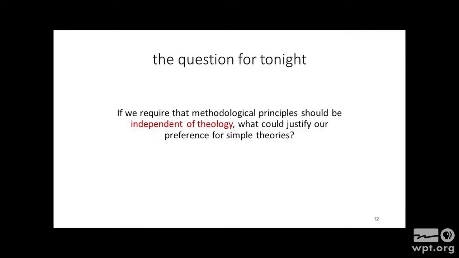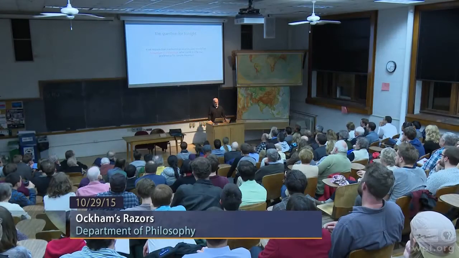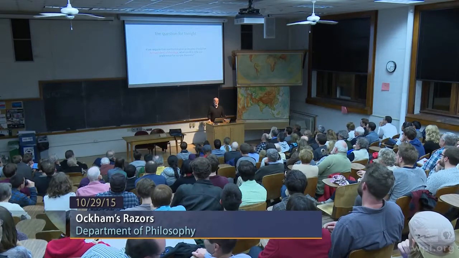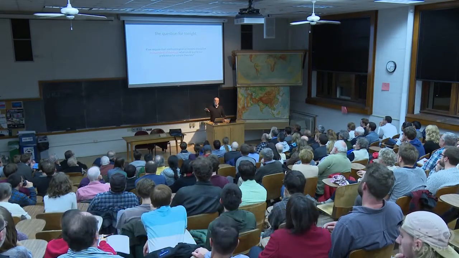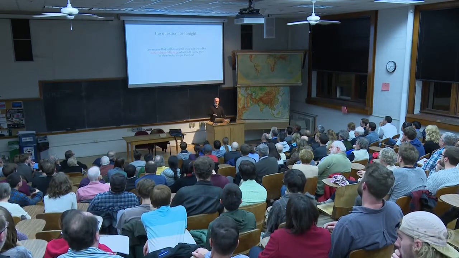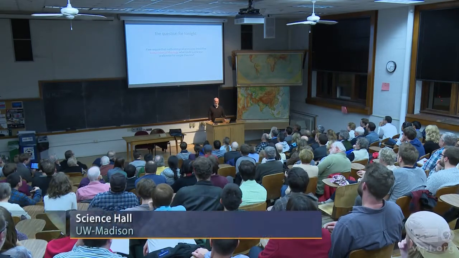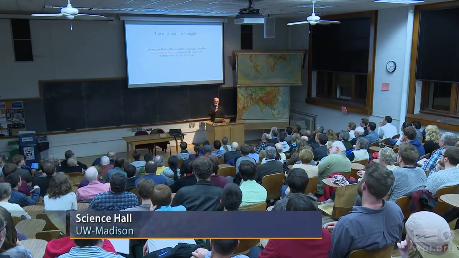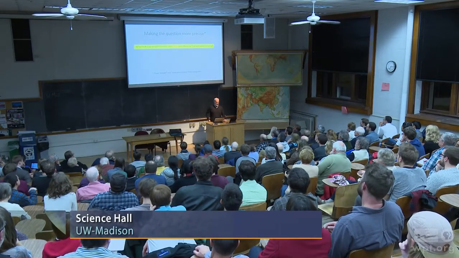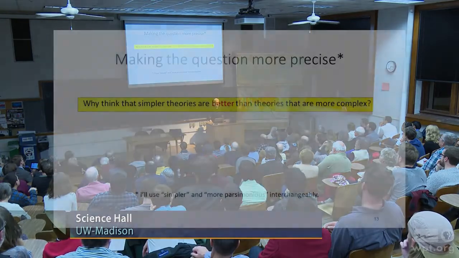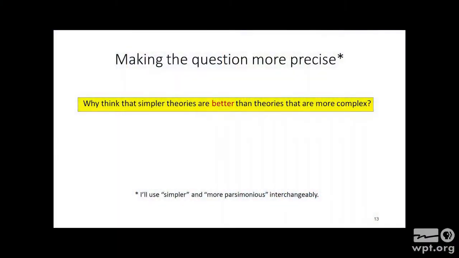How could you justify a preference for simple theories without bringing God, the designer of the universe, into your story? In the 20th century, a lot of progress was made on this problem, and I'm going to describe two lines of inquiry that I think help us really understand this in a totally different way from the way Newton, Leibniz, and Descartes thought about it. So here's the basic question, which we want to make precise. Why should you think that simpler theories are better than theories that are more complex?